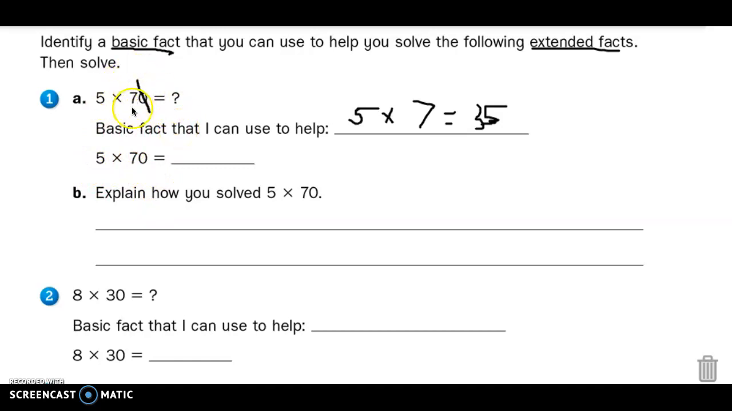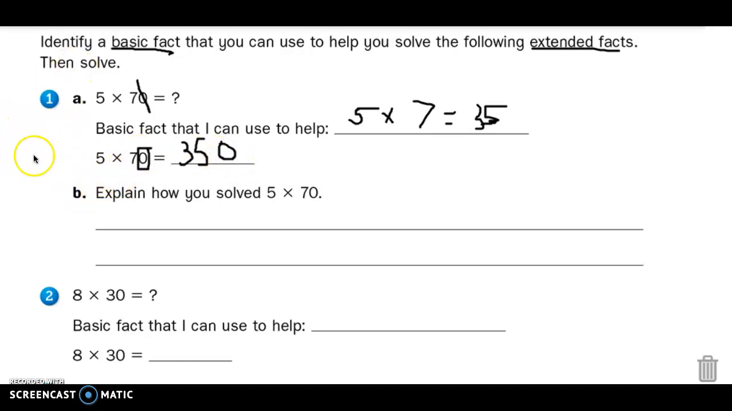Well, before we were only using ones, we were only using cubes, but now you need to use 10 sticks. So it's like saying 7 times 1, but now it's 7 times 10. Well, I would take my answer from my basic fact before, and I would either multiply it by tens because we're multiplying by 10, or we know that there's a 0, so I'm going to add 1 0. So 5 times 70 is 350.